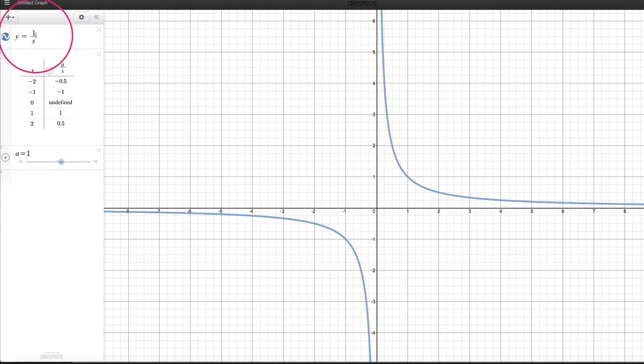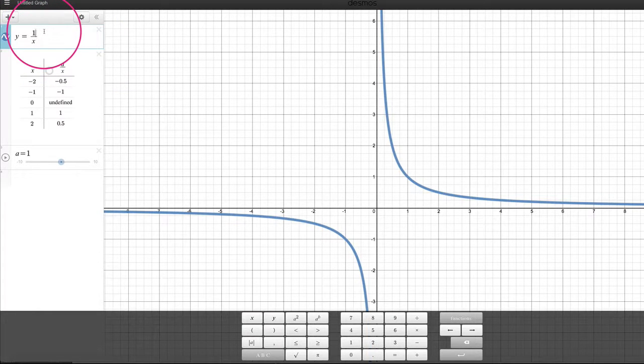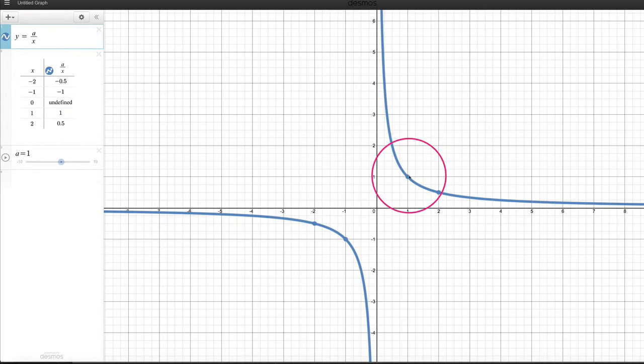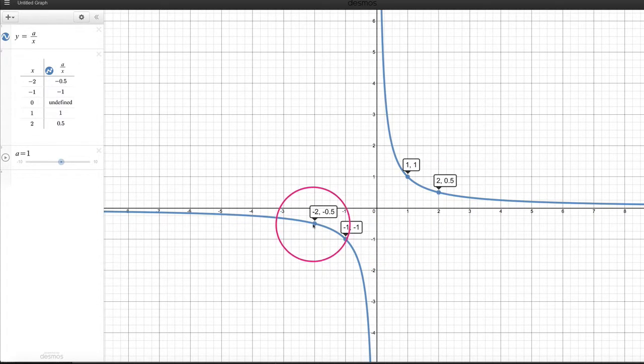What I can do now is actually show you guys this. If I were to go over to Desmos here, instead of 1 on top, I'm going to put in a. And a is going to serve as a slider, and I've put in a table as well. You can see that I've got some points here. I'm going to highlight all these points here. There's (1, 1), (2, a half), here's (-1, -1), (-2, -a half).